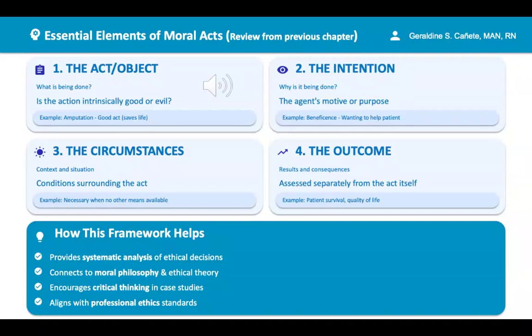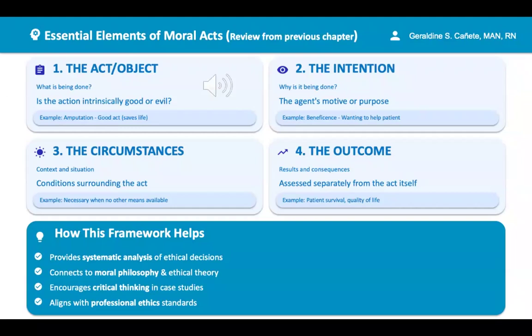So think about it. Then next is the circumstances. This is the context and situation. These are the conditions surrounding the act. They can significantly influence the morality of the action. Like, for example, necessary when no other means available. What if there were other, less drastic options available? How would that change the ethical evaluation? The circumstances provide the context for understanding the action and the intention.